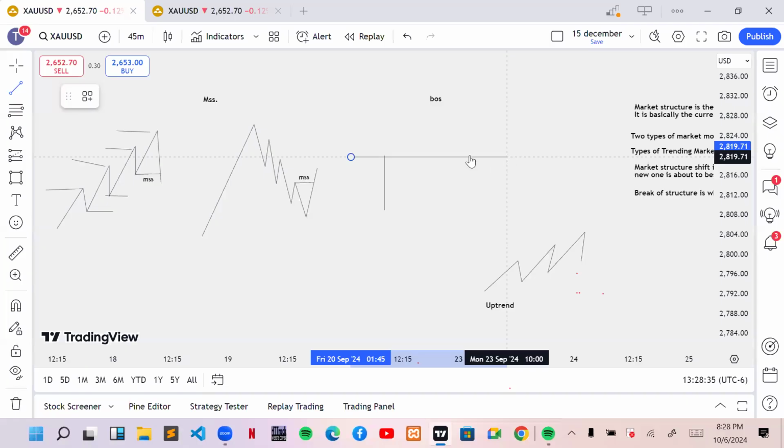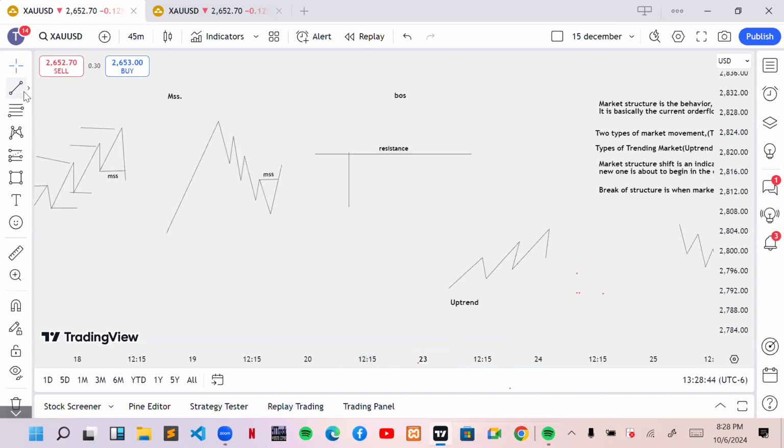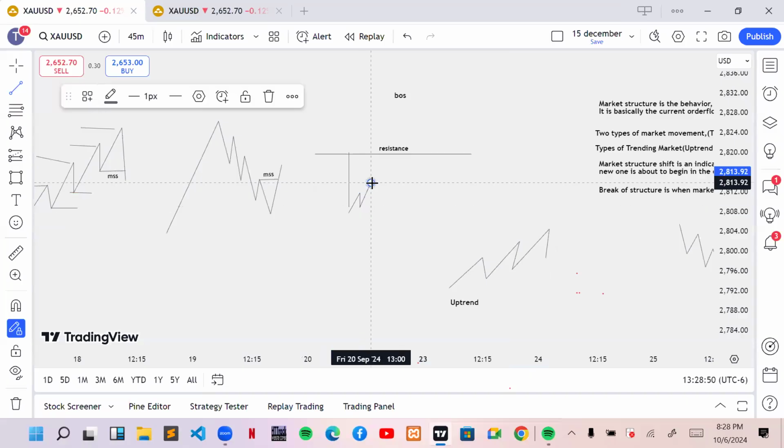This is a resistance zone, so I'll mark that with resistance. And then price happens to be on an uptrend, which is the market making a series of higher highs and higher lows, higher highs and higher lows, higher highs and higher lows. Then something like this will happen.